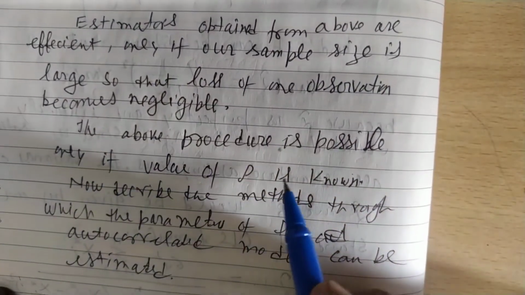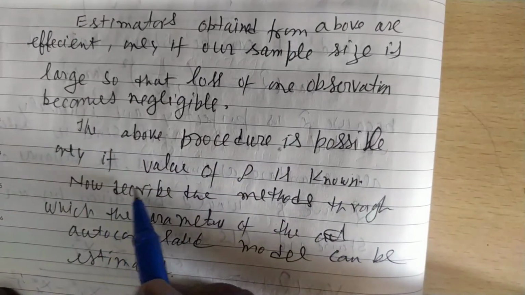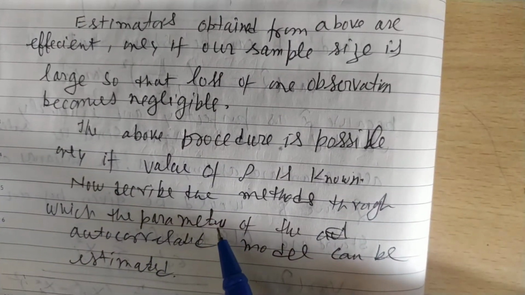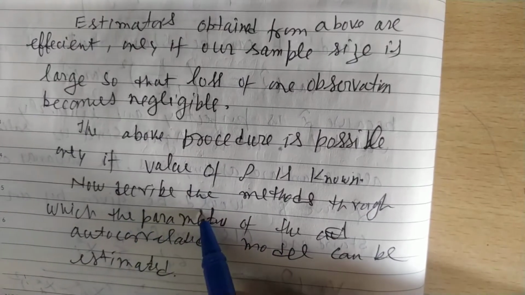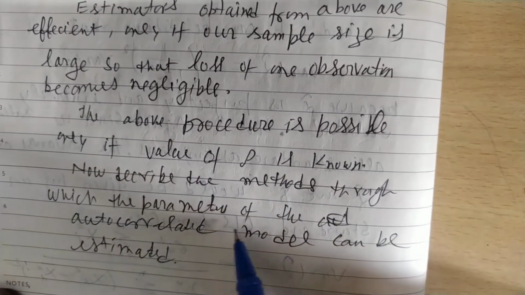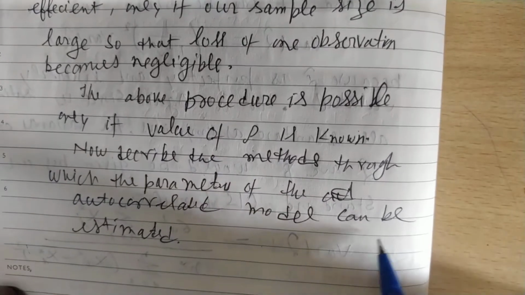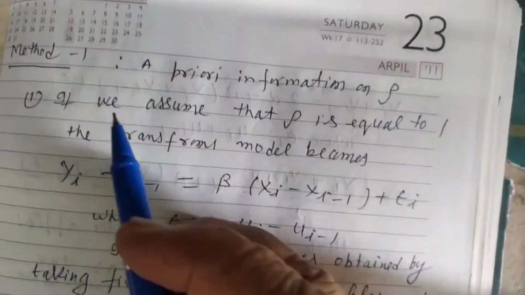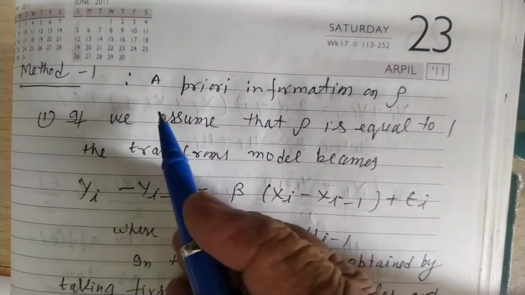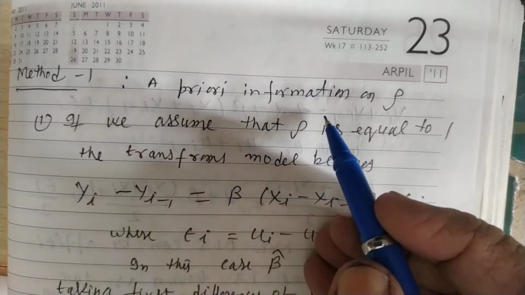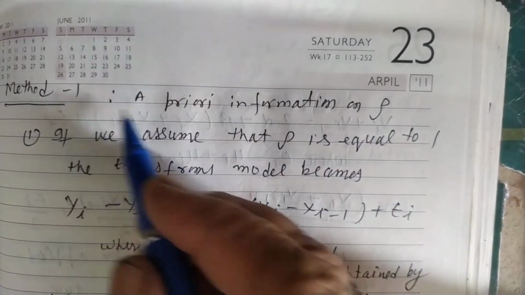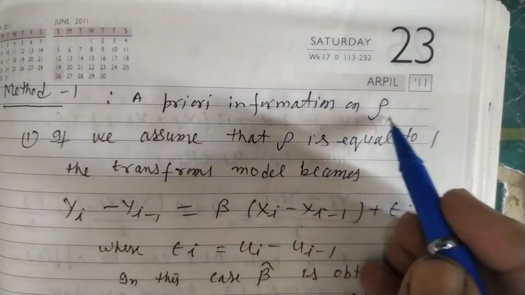Negligible. The above procedure is possible only if the value of rho is known. Now let us describe the methods through which the parameter of the autocorrelated model can be estimated. Method 1: a priori information on rho.